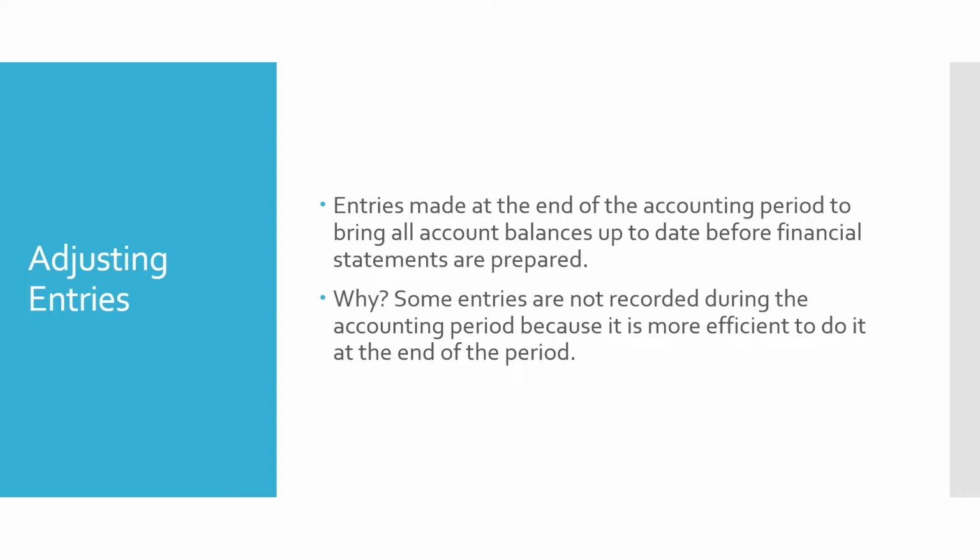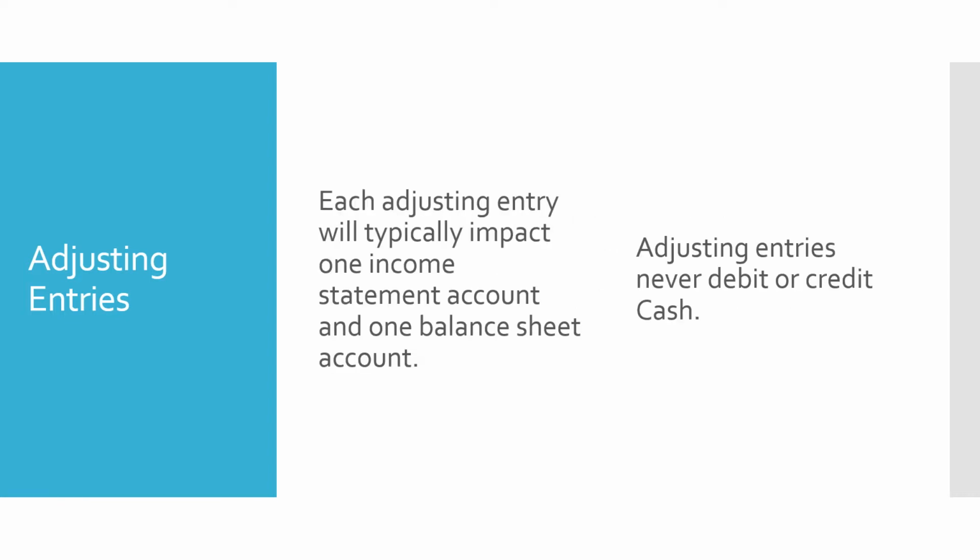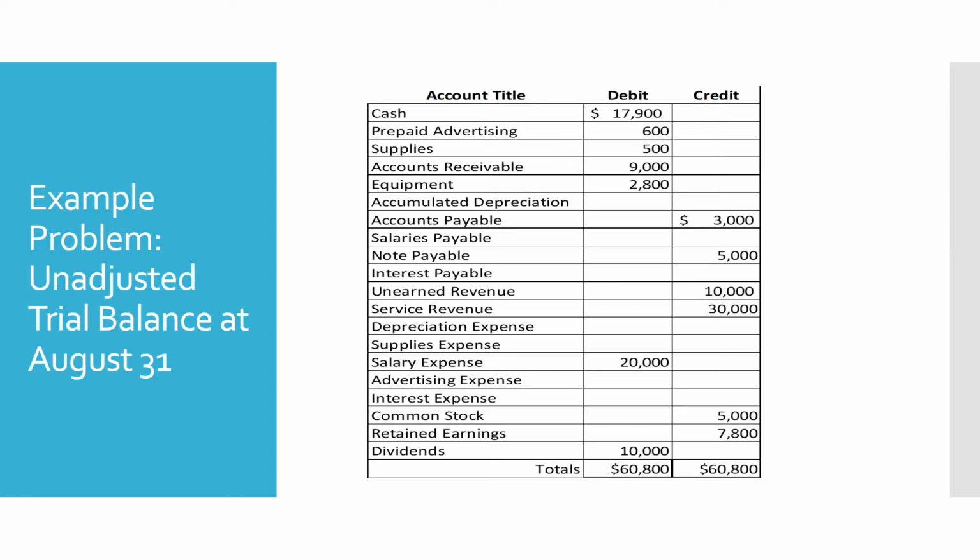Just as a quick review, adjusting entries are entries that are made at the end of the accounting period to bring all of your account balances up to date before the financial statements are prepared, because some transactions have not yet been recorded. Each adjusting entry is going to hit one income statement account and one balance sheet account, and never debit or credit cash.